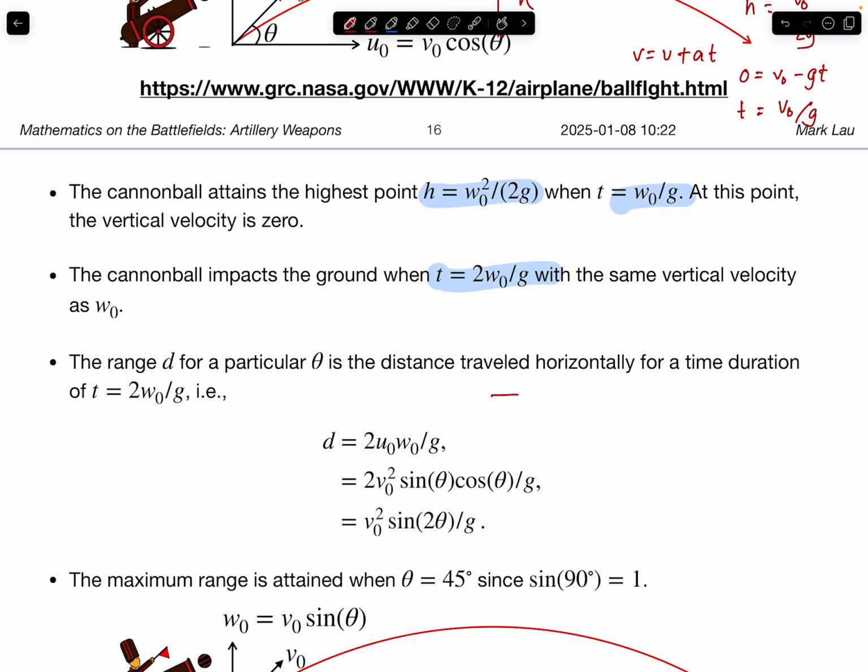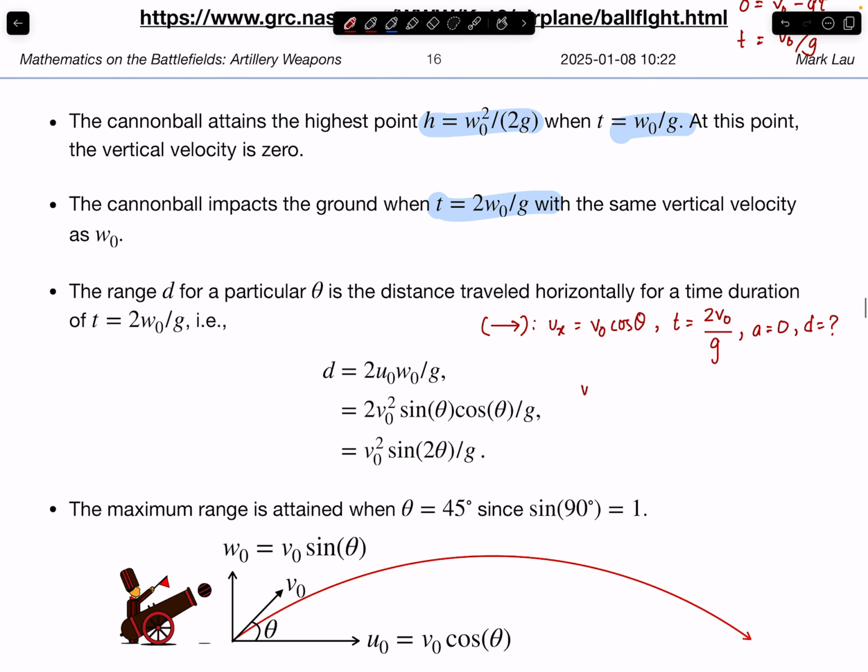So I'm resolving horizontally. The initial velocity is v naught cos theta, and the total time to travel from the initial point to the final point is 2 times v naught divided by g. Acceleration is 0, and I need to find the distance.